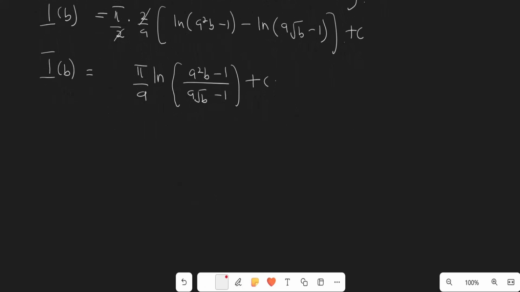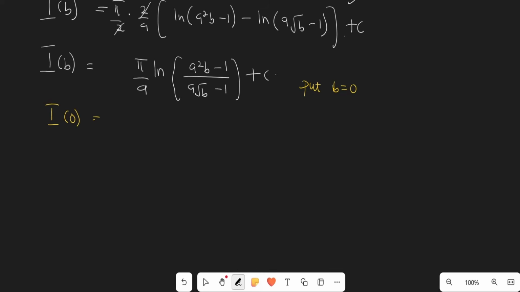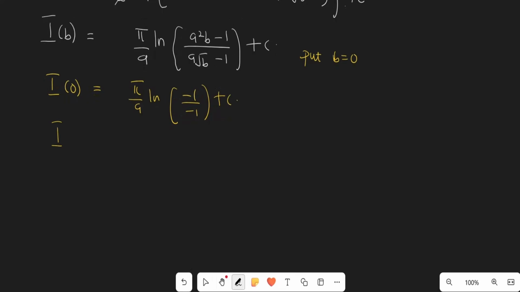Now we have to find the constant, right? So let's put b to be equal to 0, right? When b is equal to 0, we have I of 0, and that is equal to pi over a, and then the ln of, when b is 0, this is 0 and this is 0, right? So that is going to be the ln of -1 over -1 plus c. -1 over -1 is 1, and then I of 0 is pi over a times the ln of 1 plus c. So that means that c is just equal to I of 0.